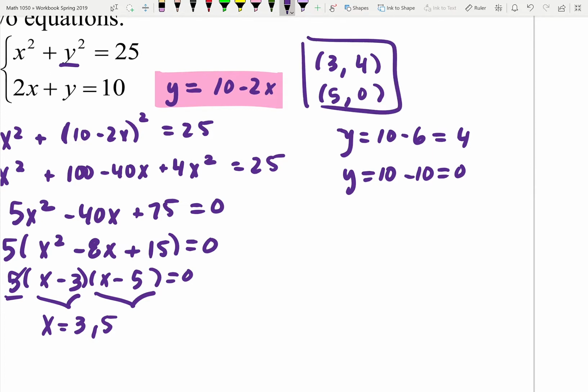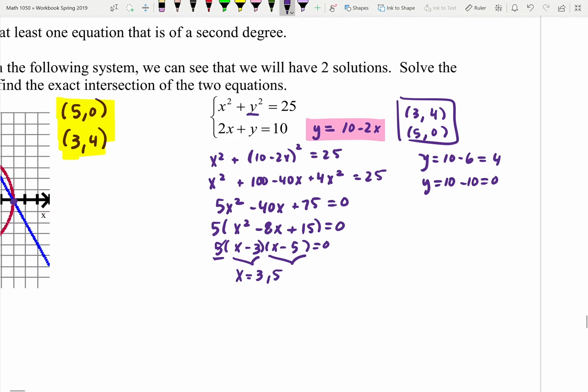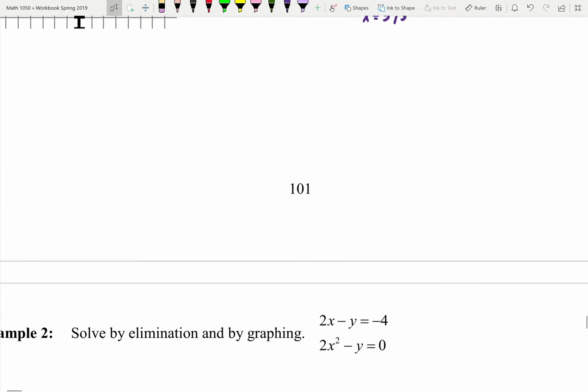And then you notice that those answers right there are exactly the same as the answers graphically. Well, of course they're the same answers. It's the same problem. So if you have the same equation and you do elimination and then substitution and then graphing, you're going to get the same answer every time. It's the same problem. So of course you're going to get the same answer. Okay? All right, question 2.